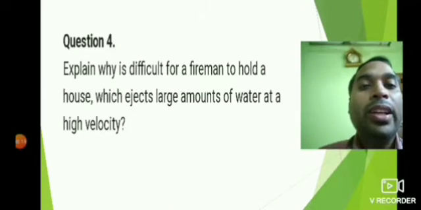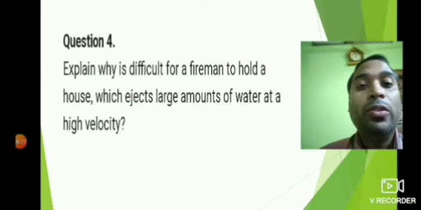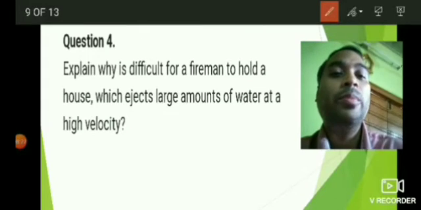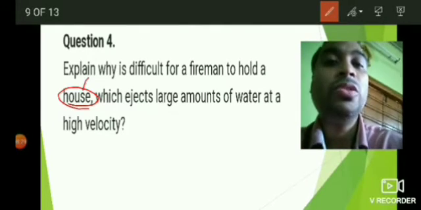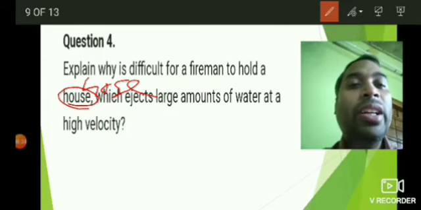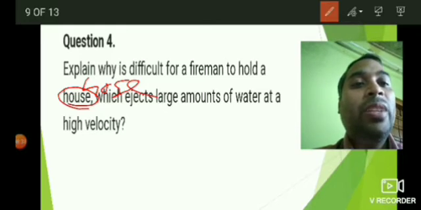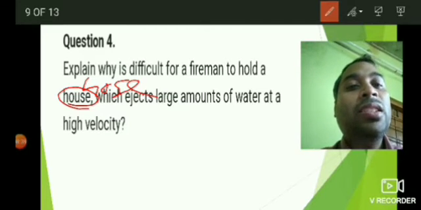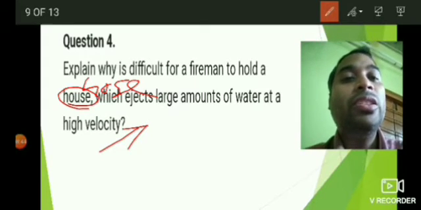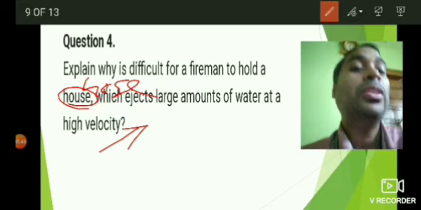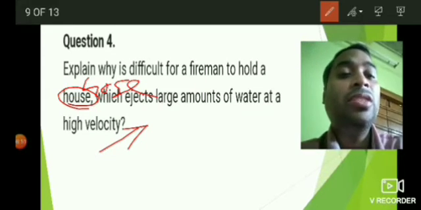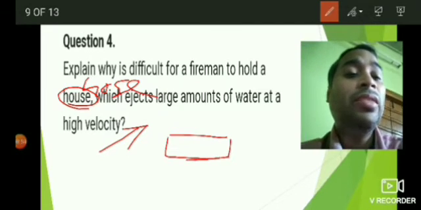Then explain why it is difficult for a fireman to hold a hose. Now this is not a house. Let me just correct this. This is hose, H-O-S-E. So explain why it is difficult for a fireman to hold a hose which ejects a large amount of water at a high velocity. So we know, according to Newton's third law of motion, every action has an equal and opposite reaction.